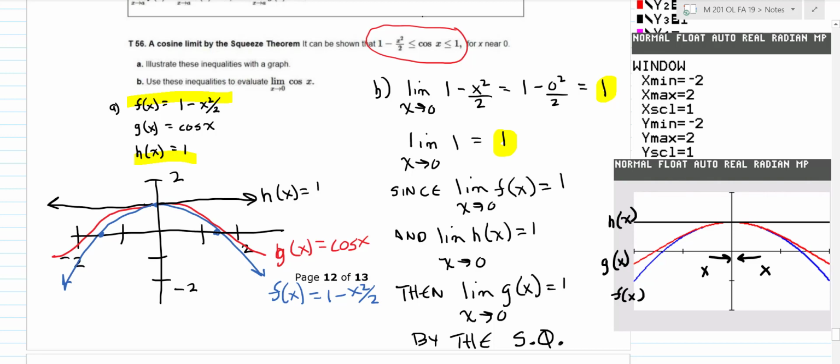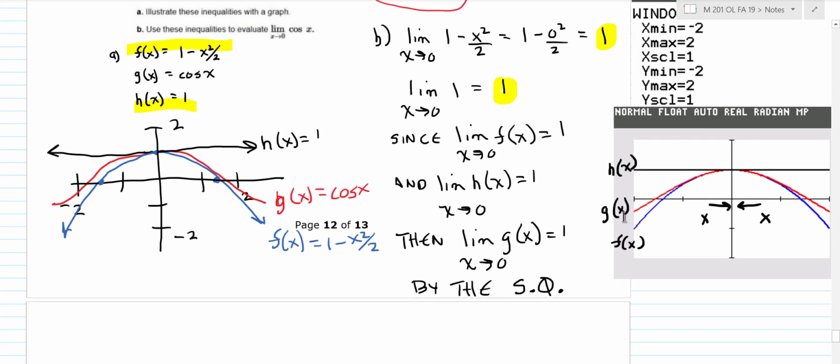So what you're essentially doing is taking the limit of f of x and the limit of h of x, those are the outer functions, and then the cosine's in the middle. Once you show that the limit of f of x and h of x are the same, then you can make that conclusion. So that's how the squeezing theorem works. And the importance probably for this level of class is that there are some formulas we have to derive with the squeezing theorem a little bit later on.